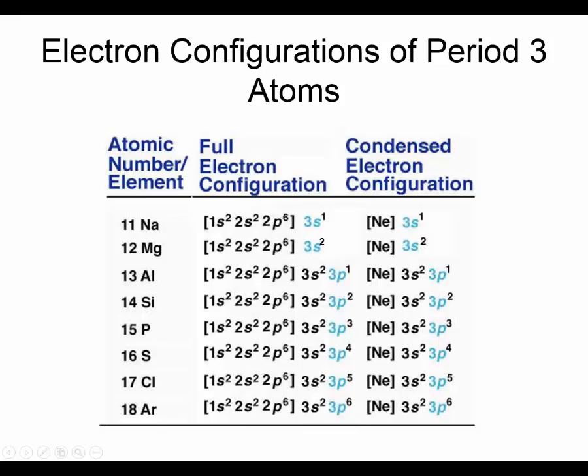This bit right here is just the valence electron configuration. It shows how we step across that row and add 1 electron to each of these subshells until they are full.